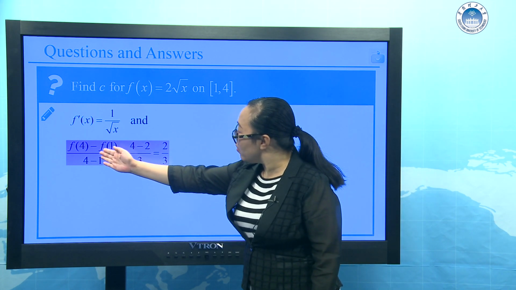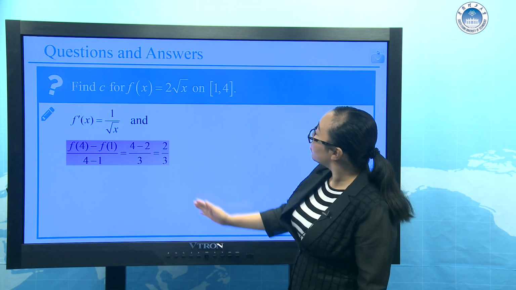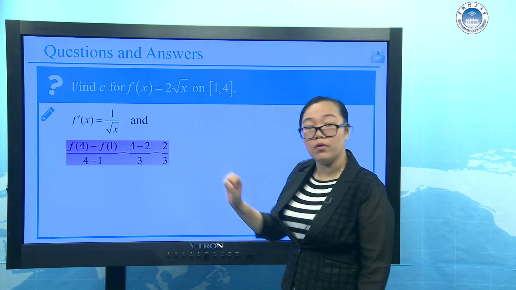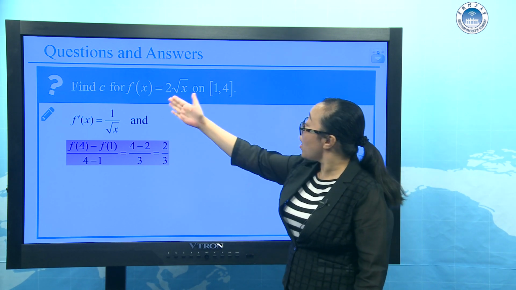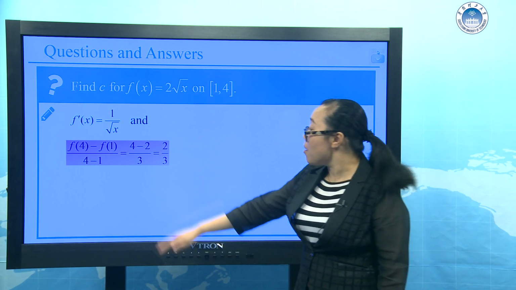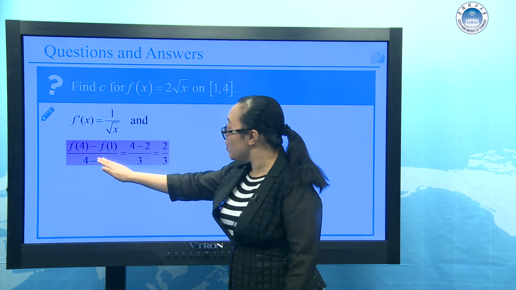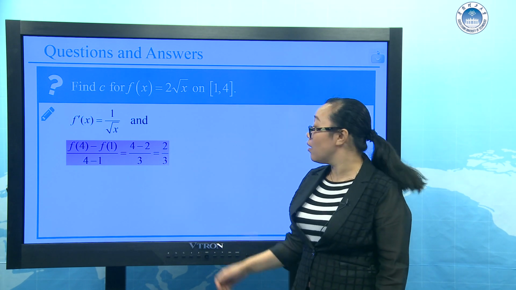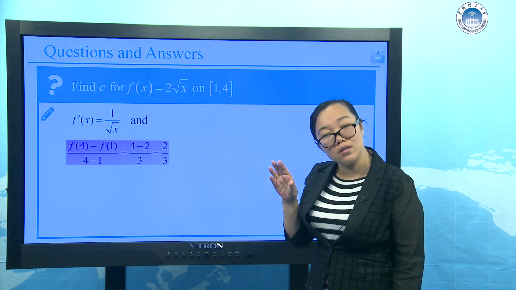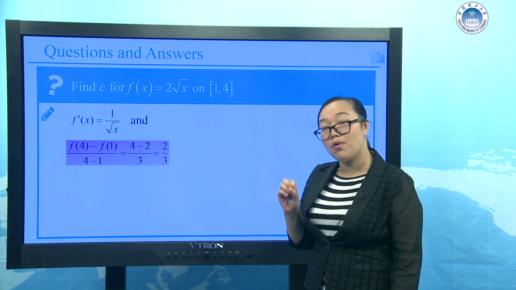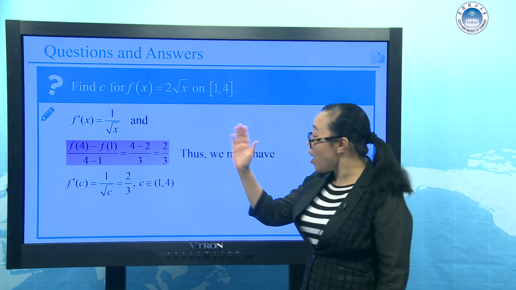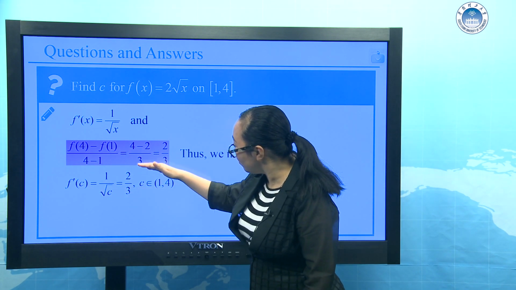So f(4) minus f(1). f(4) means 2 square root of 4, which is 2 times 2 equals 4. Minus f(1), which is 2 square root of 1, so minus 2, over b minus a, 4 minus 1, which equals 3. Together, the value is 2 over 3. Try to find c satisfying f prime c equals 2 over 3. So we must have f prime c equals 2 over 3.